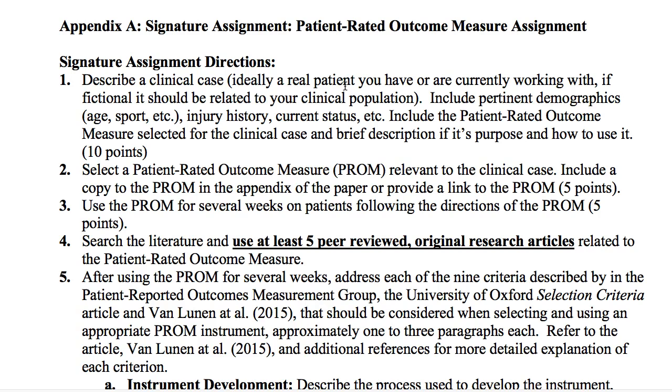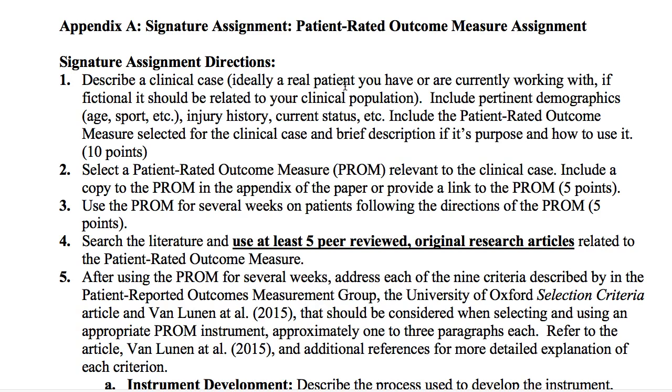Now, I will allow students to do this as a group project, but you still have to be using the same patient-rated outcome measure, PROM. You have to have patients that are similar, college-aged or high school-aged, those types of things. Then you can do all this. Okay, so in your paper, you're going to describe the clinical case.